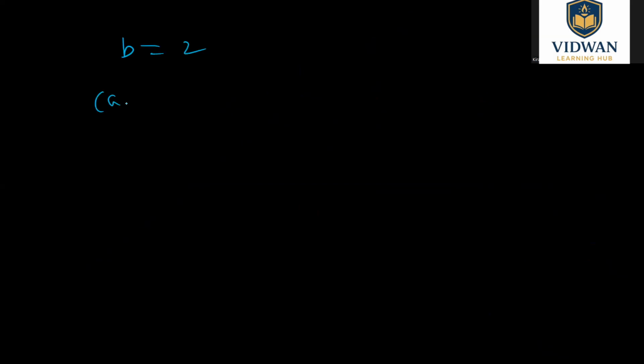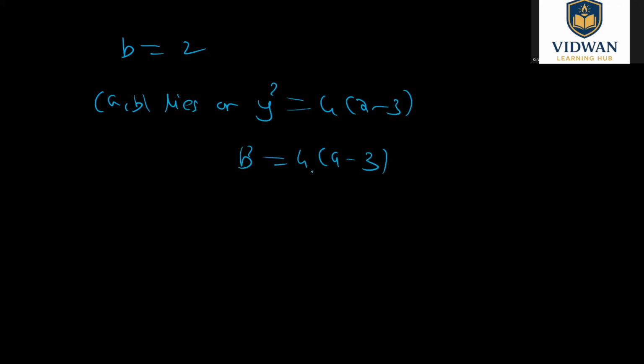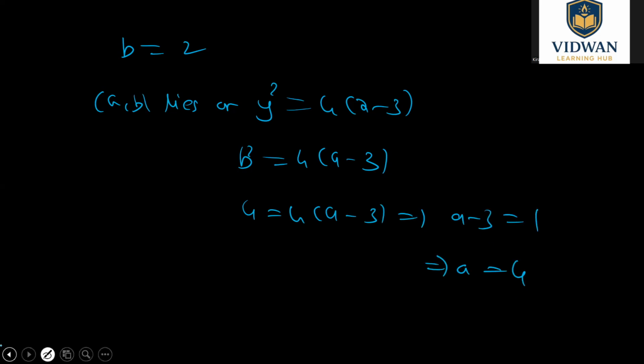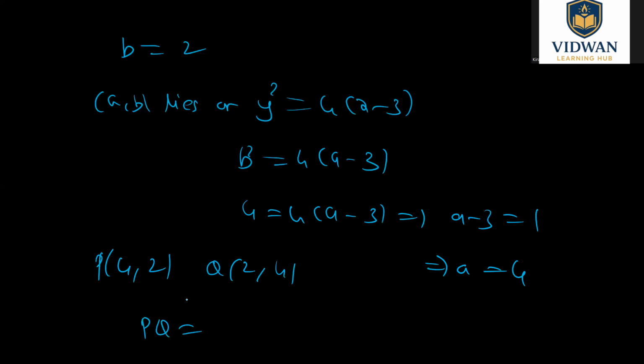And once you know this, you know that a comma b lies on which parabola? It lies on y square equal to 4 into x minus 3. So if you substitute a, b, you'll get b square equal to 4 into a minus 3. Then put b equal to 2, you'll get 4 equal to 4 into a minus 3, or a minus 3 is equal to 1, a equal to 4. So once you get this a value as 4, what is the point P? a comma b means 4 comma 2, and the point Q is 2 comma 4. The shortest distance is nothing but the distance between these two.